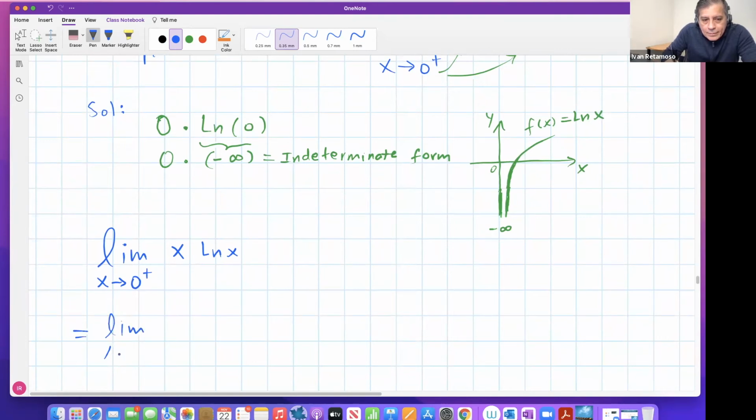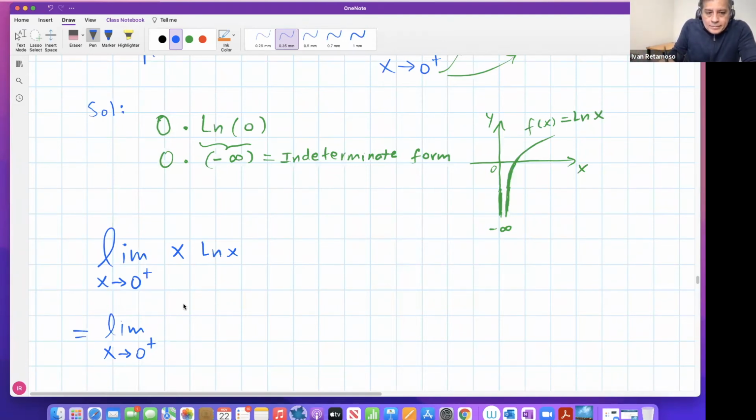I see someone wrote something on the chat. Let me read it. Yeah, we need a trick here. Yeah, we will see what this is equal to. I think you may be right.